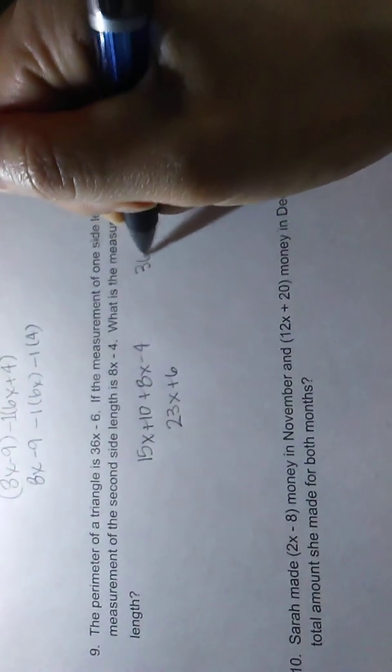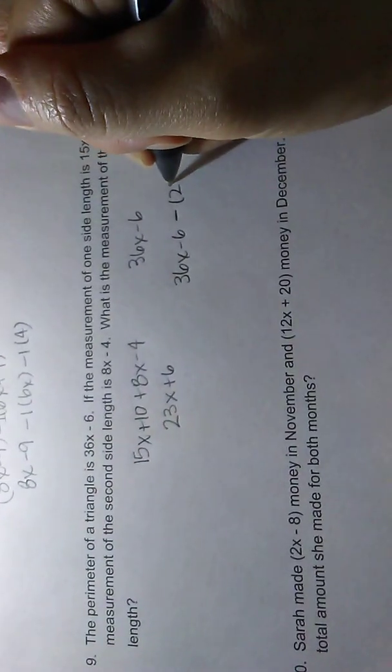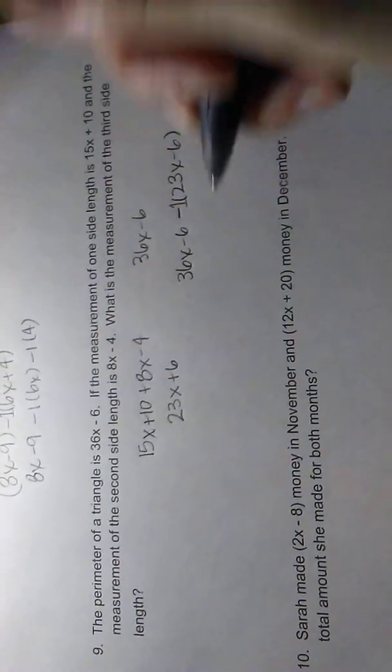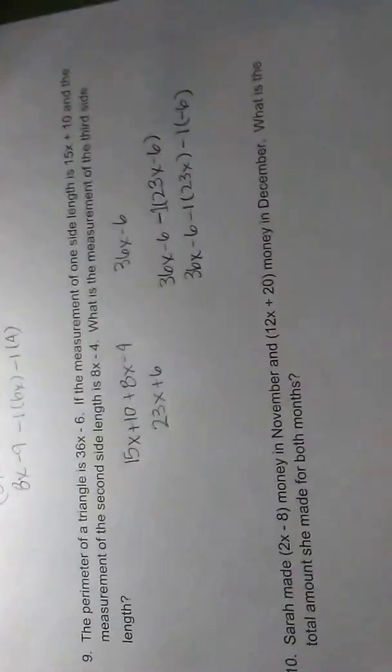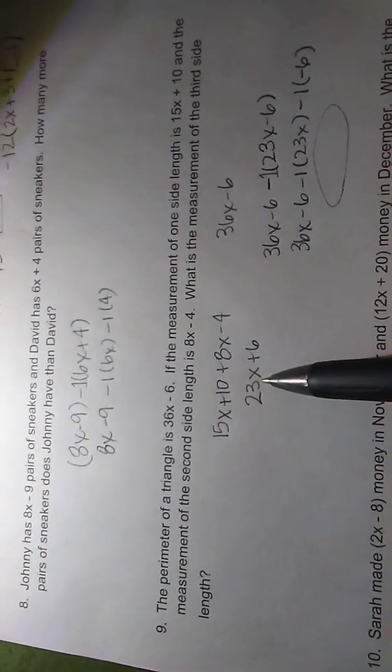But I need 36x subtract 6. So essentially what I'm going to do is take 36x subtract 6, and I'm going to subtract this whole thing from it, 23x plus 6. And just like in the previous problem, we understand there to be a negative 1 there. So you would multiply everything inside the parentheses by negative 1. And once you simplify that, you will get the measurement of the third side length. You can also check that, because whatever you get for this third side length, along with these, should equal 36x subtract 6.